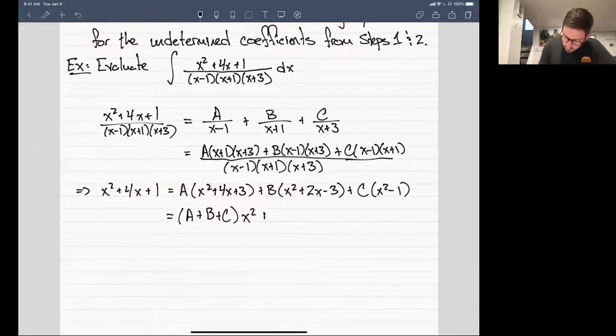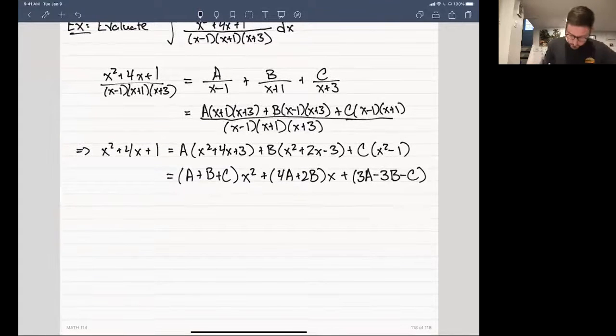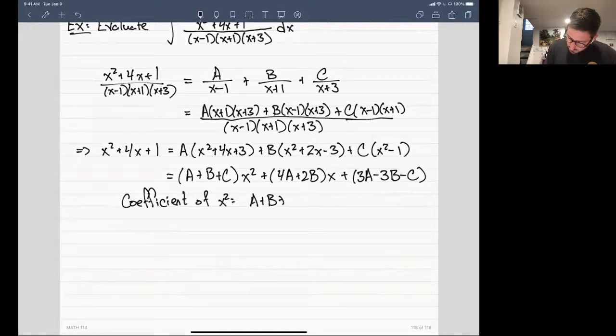I get 4A plus 2B times x. And I get 3A minus 3B minus C in terms of the zeroth power, the constant term. So this tells me that the coefficient of, say, x squared gives me 1 on the left-hand side, and on the right-hand side gives me A plus B plus C is equal to 1.